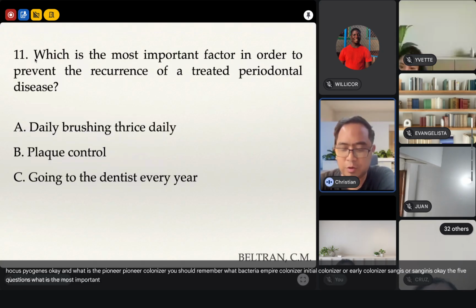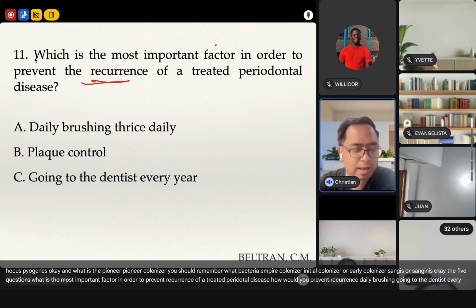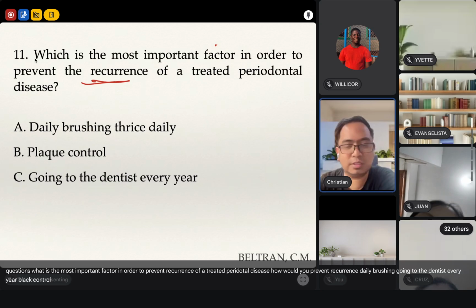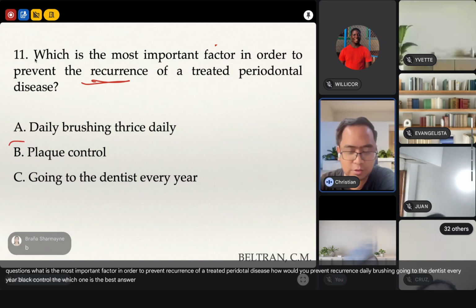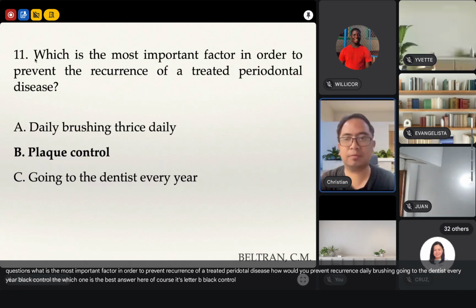What is the most important factor in order to prevent recurrence of a treated periodontal disease? How would you prevent recurrence? Daily brushing, going to the dentist every year, plaque control. Which one is the best answer here? Of course, it's letter B, plaque control.